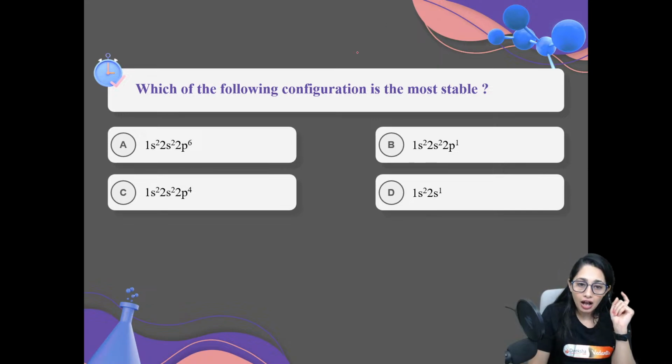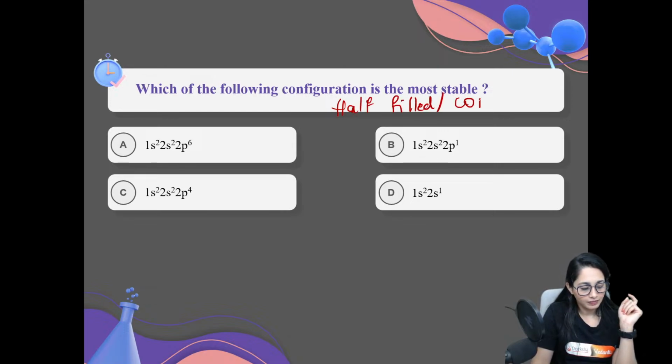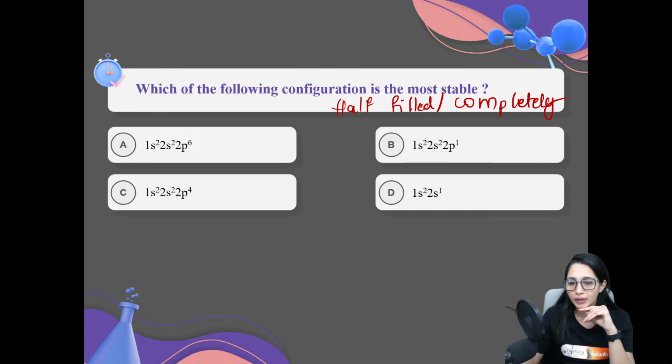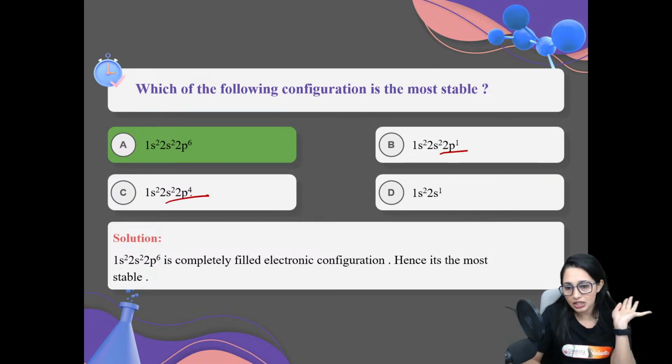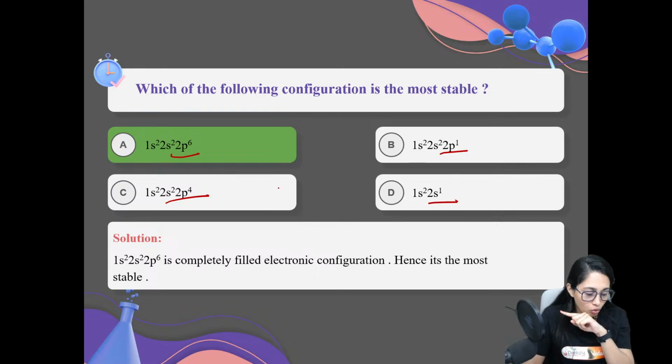Okay. Next, which of the following configurations is the most stable? Either half filled or completely filled will be more stable. Which is half filled or completely filled here? Yes. 1s2, 2s2, 2p6; 1s2, 2s2, 2p1; 1s2, 2s2, 2p4; 1s2, 2s1. It is option A. So 1s2, 2s2, 2p6 is a completely filled electronic configuration because p can accommodate 6 electrons. Here it's just 1. It is neither half filled nor completely filled. Even this one, neither half nor completely. This is half filled, but this is completely filled. Completely filled will be more stable.